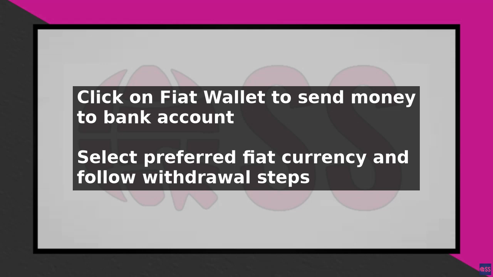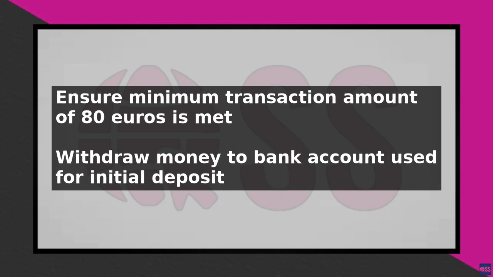On the other hand, if you want to send money to your bank account, go back to Accounts. Click on the fiat wallet, then click on Transfer and Withdrawal. Select your preferred fiat currency and follow the steps to initiate the withdrawal. Note that the minimum transaction amount is €80.